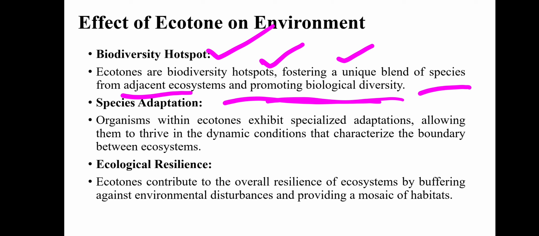Then species adaptation. Organisms within ecotones exhibit specialized adaptation. Adaptation means adaptation to the environment, allowing them to thrive in dynamic conditions, because the environment is always changing. It is never constant. So it is always changing condition. That is known as the dynamism of the environment. So species adapt to various types of environmental conditions in that ecotone.